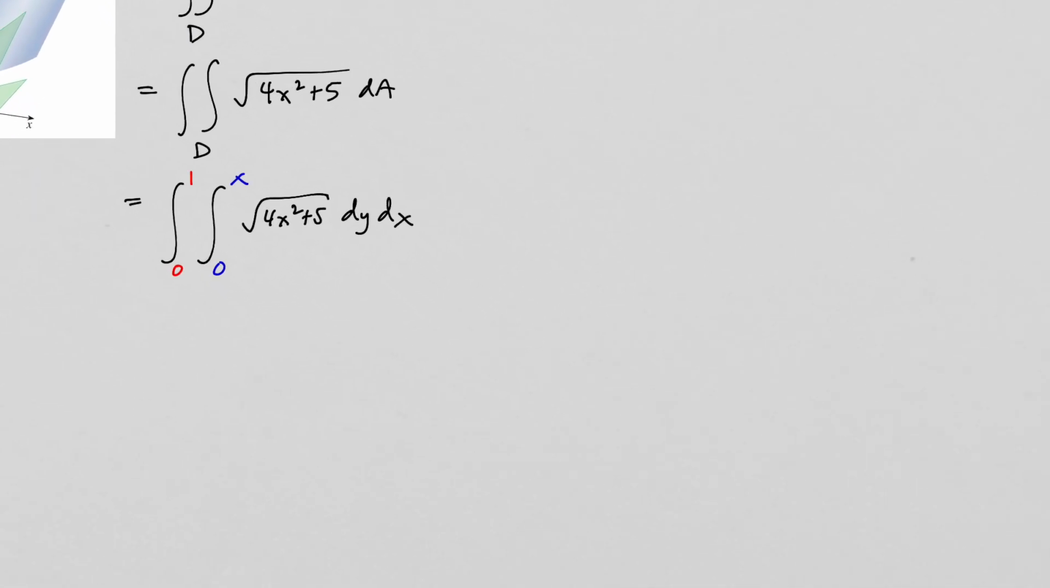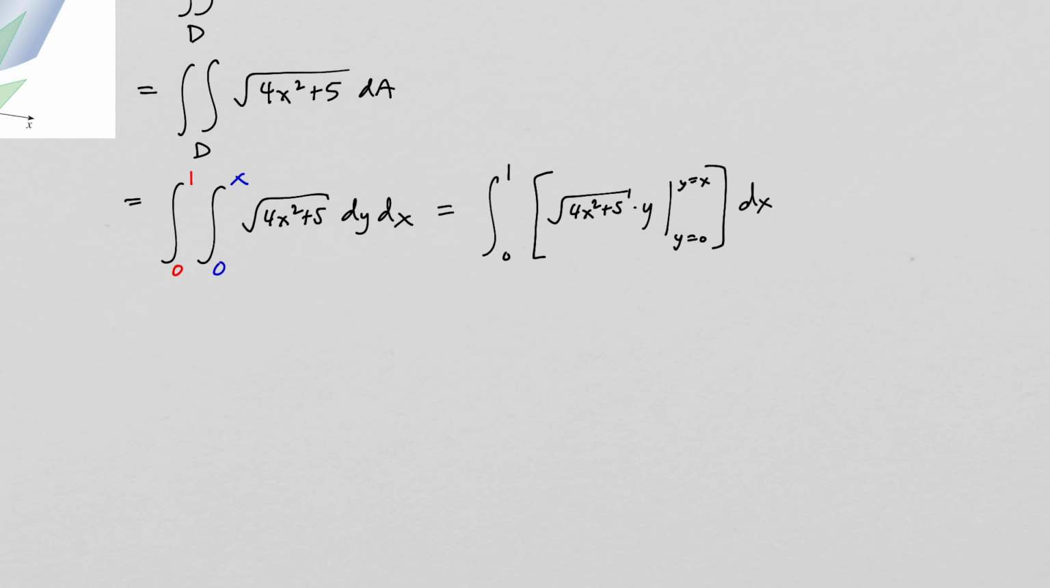All right, now this looks like a complicated integral, but remember, if we're integrating with respect to y, this is a constant. So this simply becomes the integral from 0 to 1 of, and now the integral with respect to y here is just going to be this thing times y. So we get the square root of 4x squared plus 5 times y, evaluated from y equals 0 to y equals x, and then dx. So we have the integral from 0 to 1. When we plug in x here, we just get x multiplied by that radical.